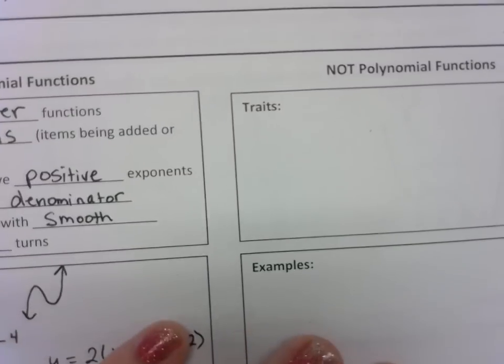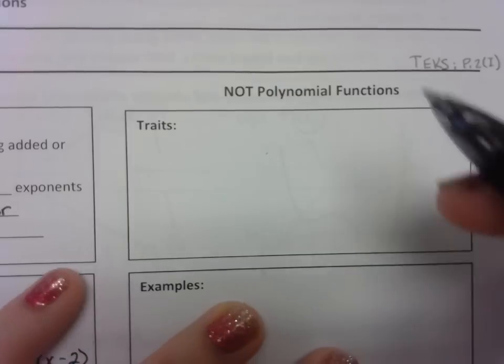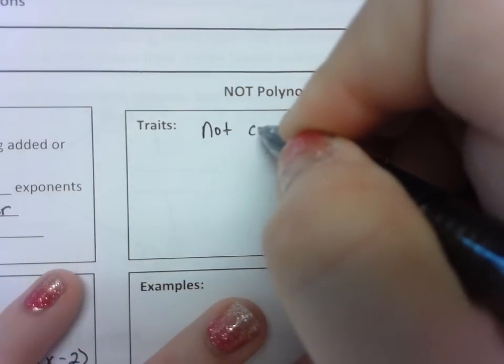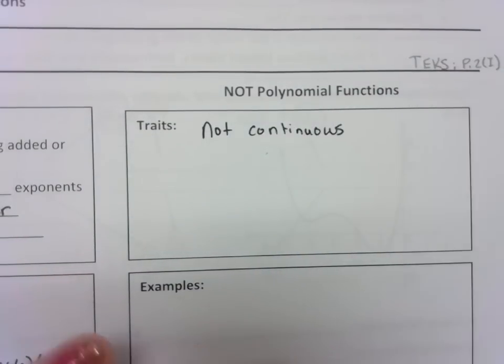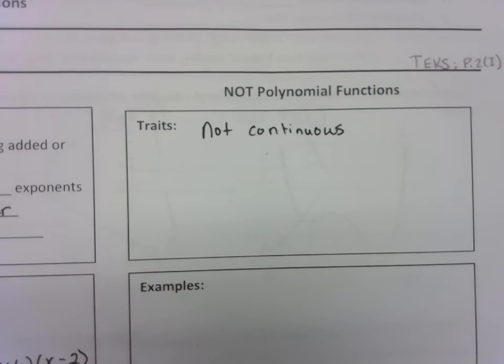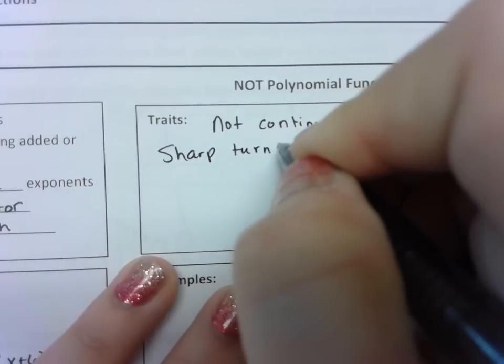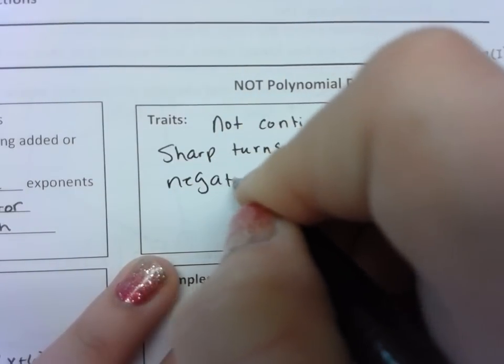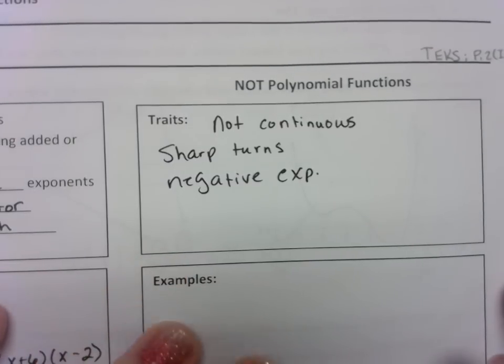Things that are not polynomial functions. These would be things that are not continuous, meaning you can't draw them without picking up your pencil. Another thing would be anything that has sharp turns. Negative exponents. Stop and think about it. If it has a negative exponent, that means that you'd have eventually a variable in the denominator.